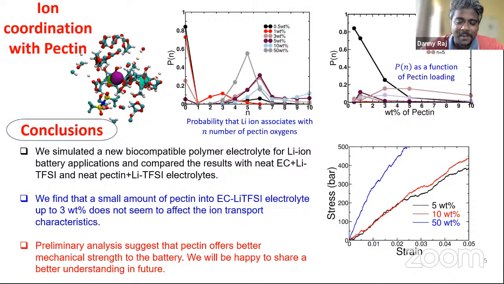Right, but from the perspective of the application, does it make sense to add 50% of an additive? Does it make sense at all to have 50% of pectin for that application? Adding an additive of 50%, does that make sense for the battery applications for which this lithium system is used? As we see, the pectin may increase the mechanical strength, so we are increasing it up to 50 weight percent.